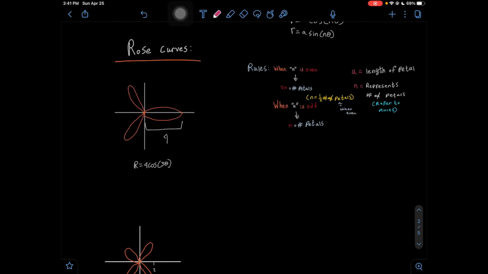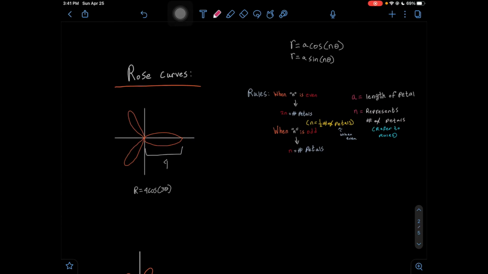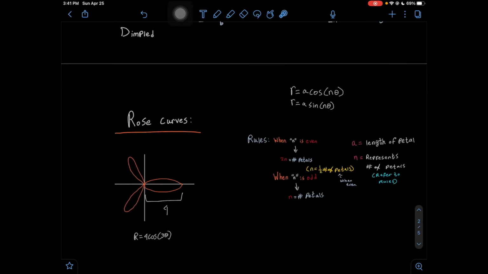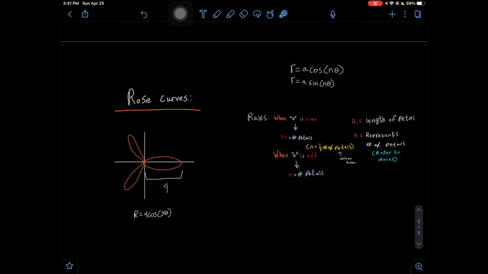So let's go ahead and look at the next type of polar curve, that being a rose curve. A rose curve looks something like this. You can see it looks like petals, and there are certain rules you have to follow when dealing with rose curves. First off, the base equation for a rose curve is r equals a cosine n theta, as well as r equals a sine n theta.